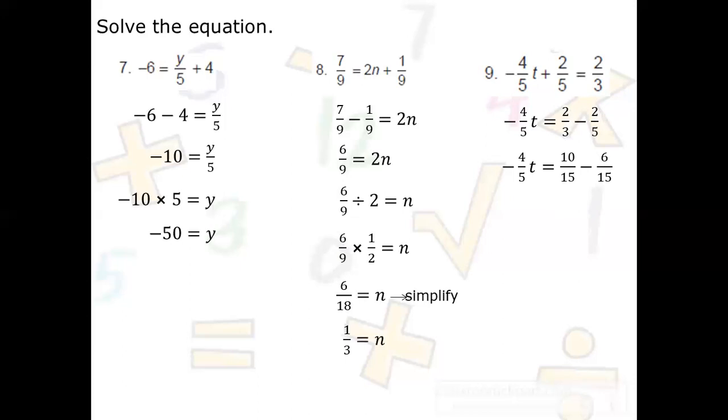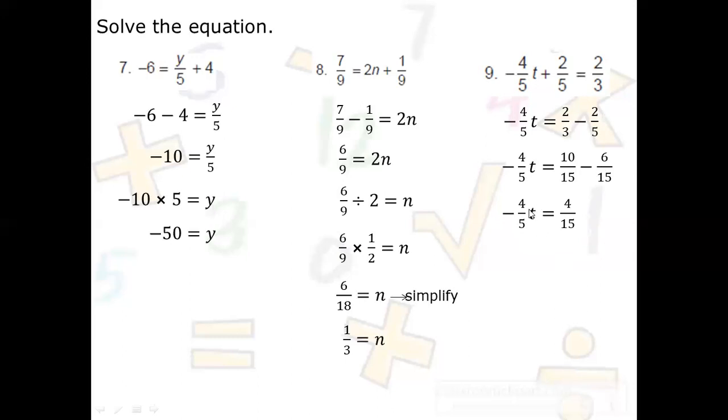Or in other words, the LCM of 3 and 5 is 15. Okay, now if you can remember what LCM is, you have to find the LCM of 3 and 5, and that's 15. So we have to make both the fractions equal to 15. Okay, so the next step is solve them. Minus 4 over 5t equals 10 minus 6 is 4 over 15.